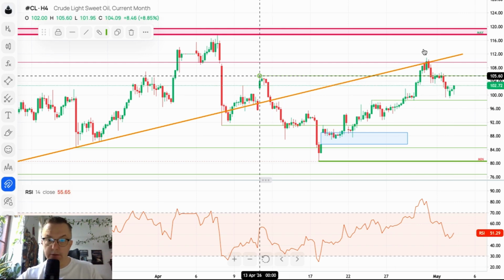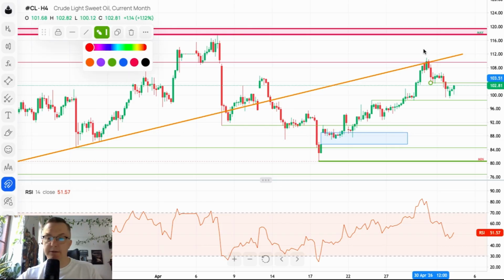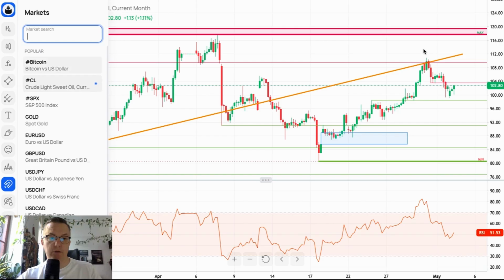Sooner or later, it looks like the technical level here might be local technical resistance, 102.80. To only break out above this level opens the road higher.